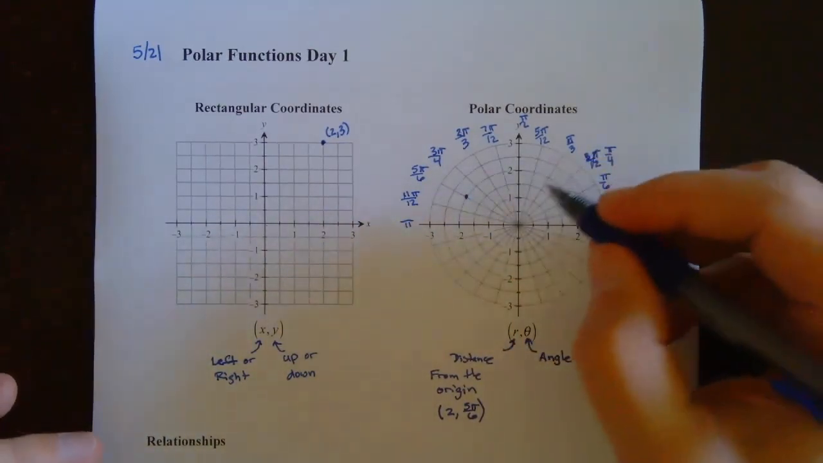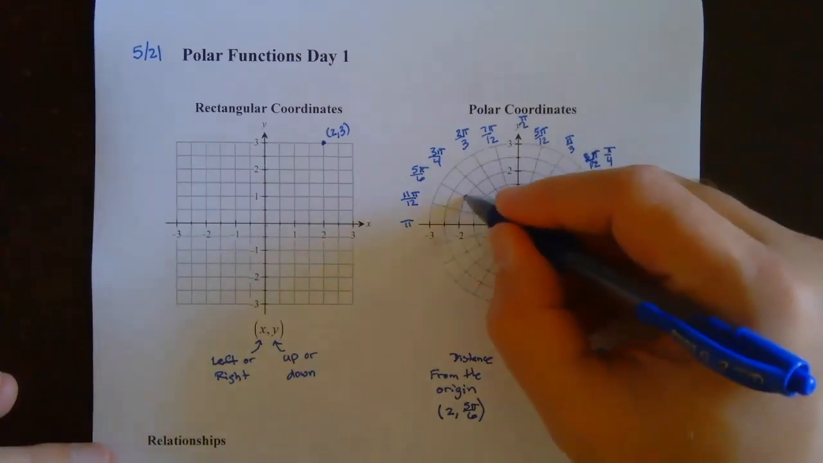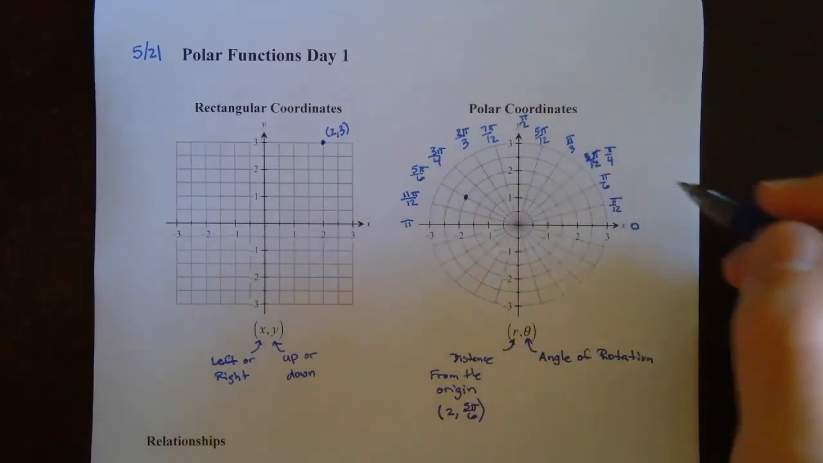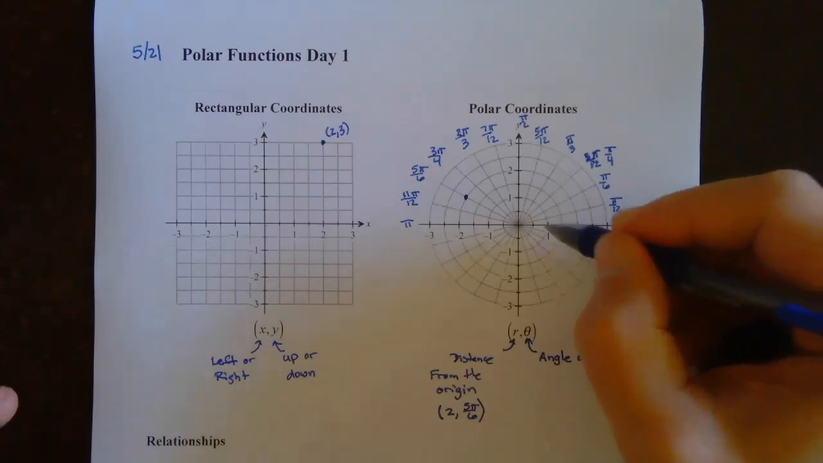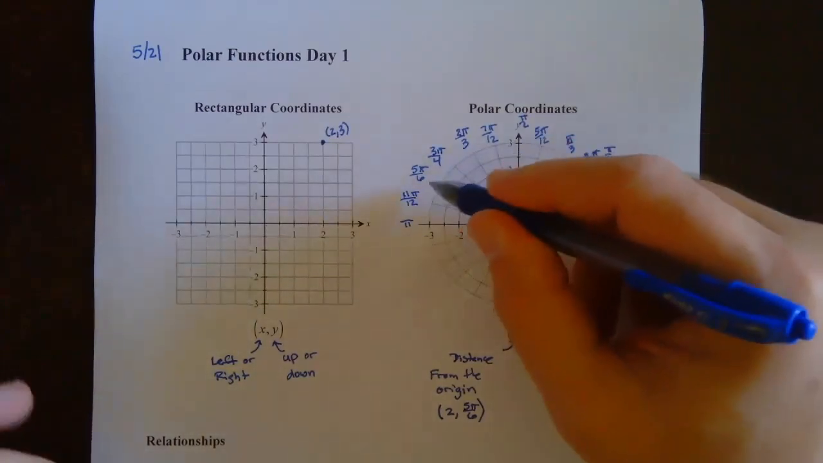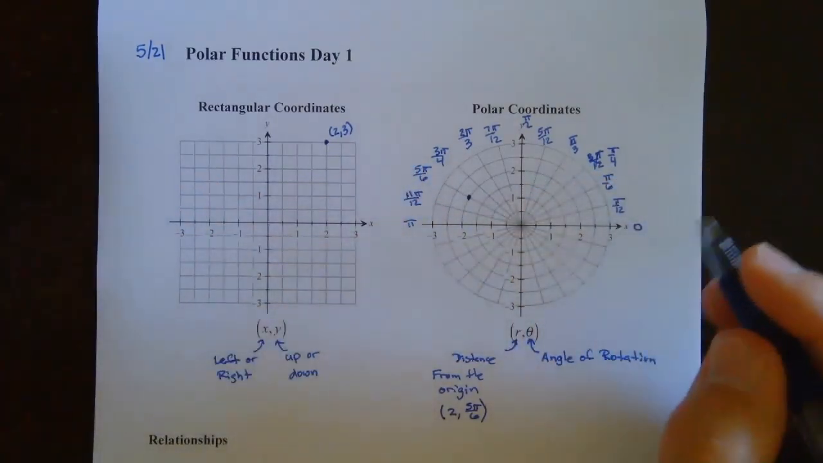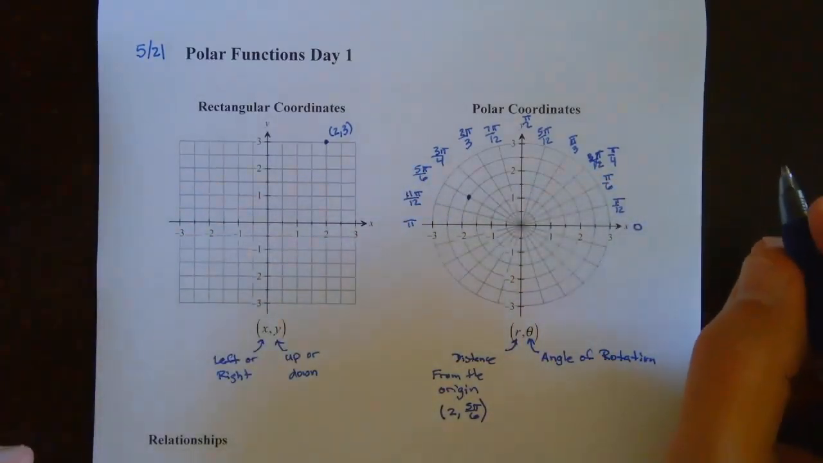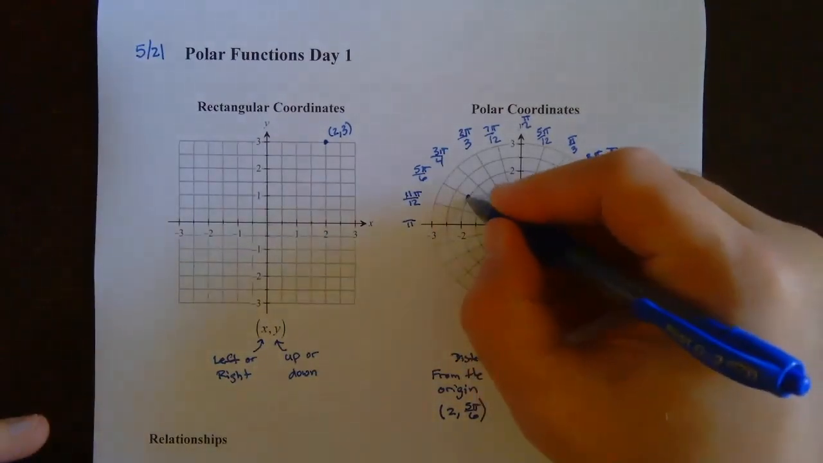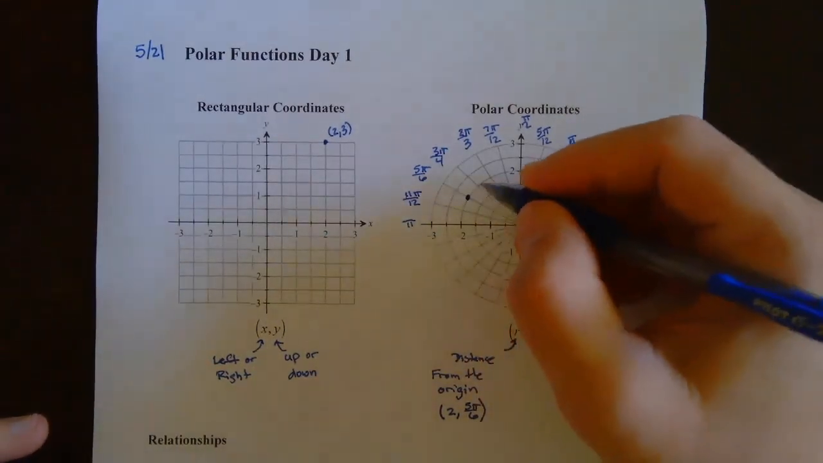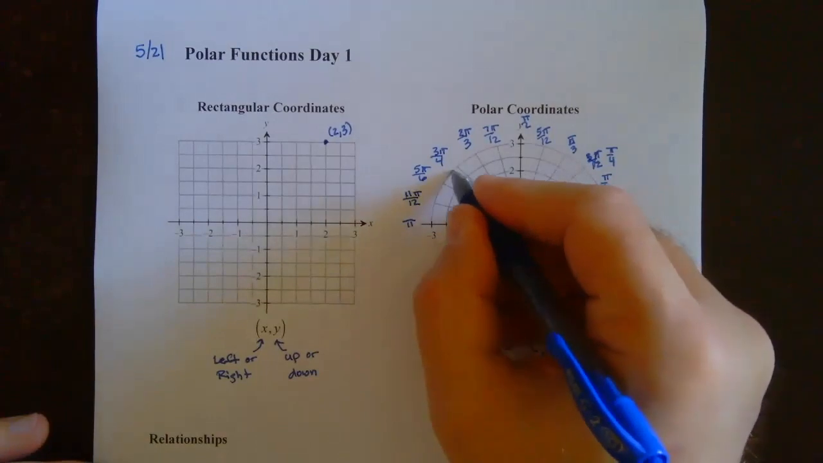Or some people decide to do the angle first, so they just go, okay, here's 5 pi over 6, and I'm going to go how many radiuses in that direction. All right, so this point right here would be 2 comma 5 pi over 6.